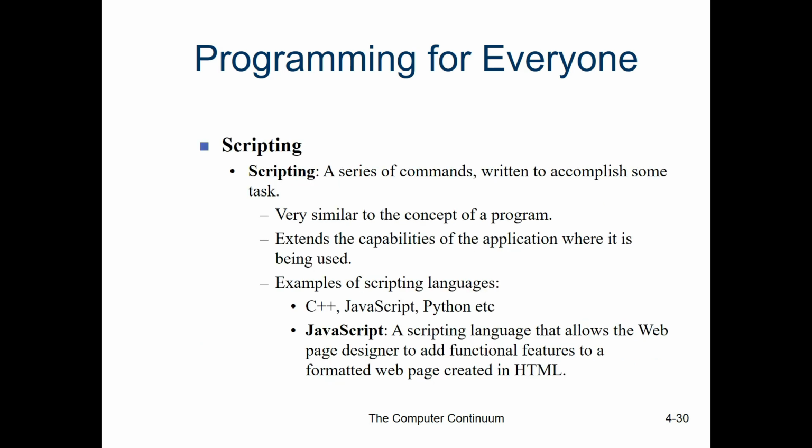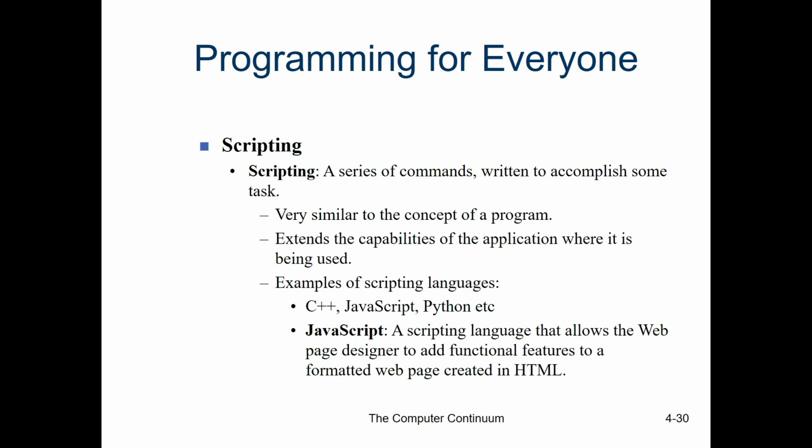And then we have scripting languages. Scripting is a series of commands written to accomplish some task. So for the front end, we always use HTML, CSS, and JavaScript for doing things dynamically and performing some tasks there. But in the backend, we mostly use JavaScript, maybe Python. We could also use C++. We could use Java and so many other languages.